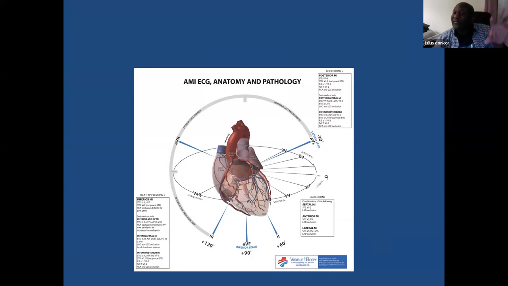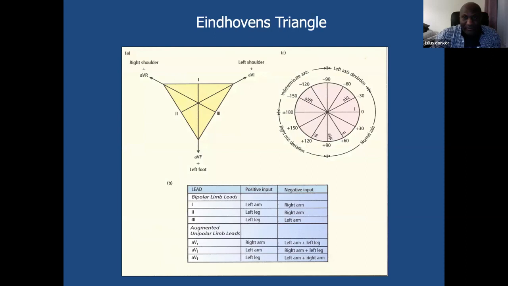Whether there's more ST elevation in lead two or lead three, you can usually tell from that. Right, so in the future, we can also learn about how to calculate the electrical axis, the hexaxial electrical system. So we can work that out, and I'll teach you how to work that out.